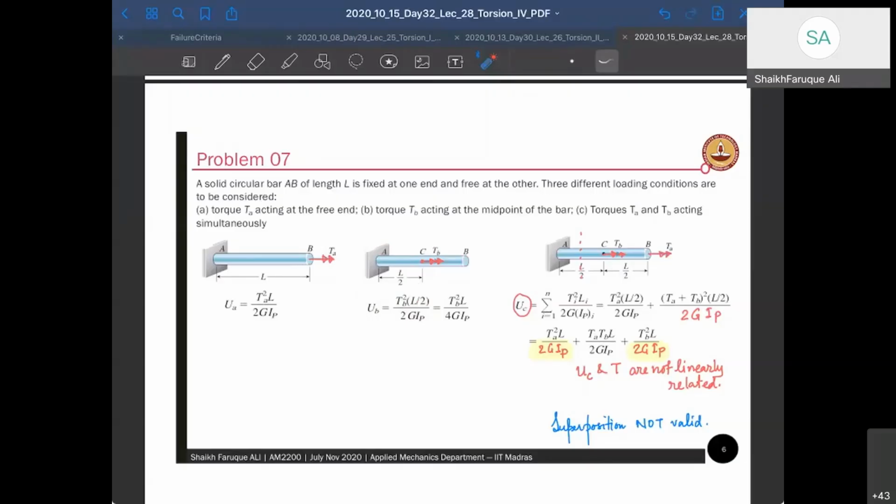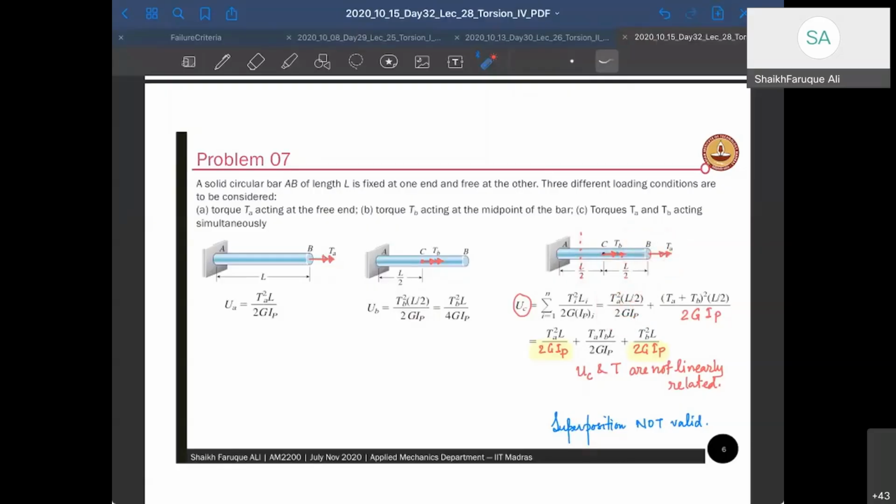Okay. Now for a member where you have both together, you have to take a cross section here. If you take a cross section here, it's going to be only TA that is acting, right? So it is TA square L by 2 into GIP, because this TA is acting till L by 2.